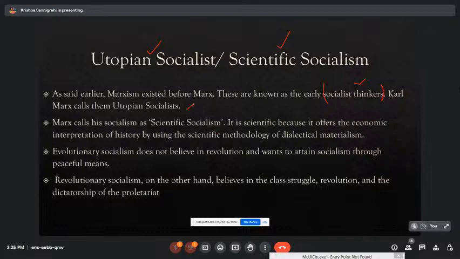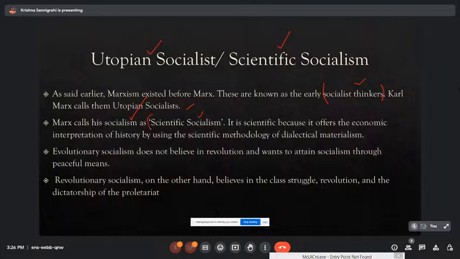So, what kind of socialists? Utopian socialists. What does utopia bring to our mind? Utopia brings to our mind a place which is not perhaps logically possible to reach, a thing of imagination, right? So Marx is terming the early socialist thinkers as the utopian socialists, and he calls the socialism which he started the scientific socialism.